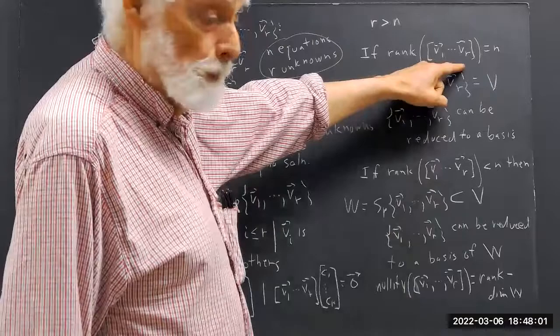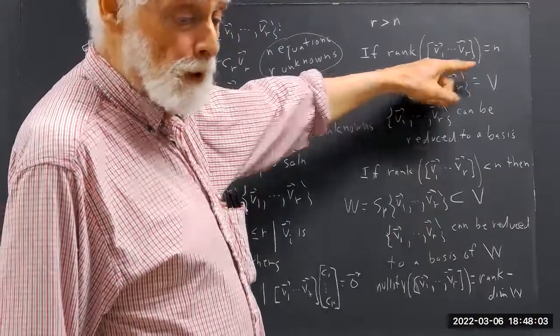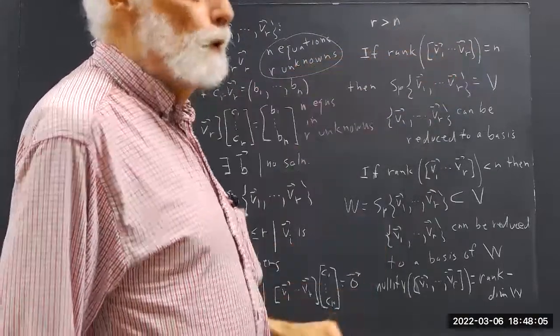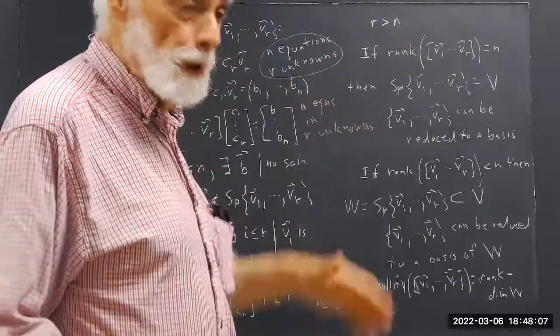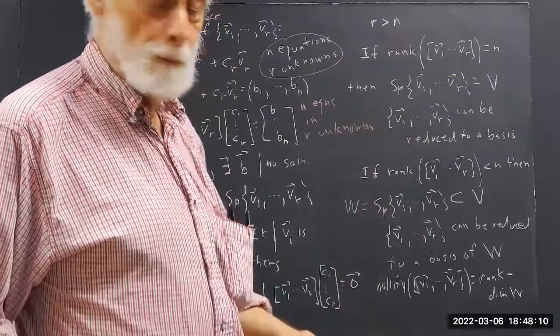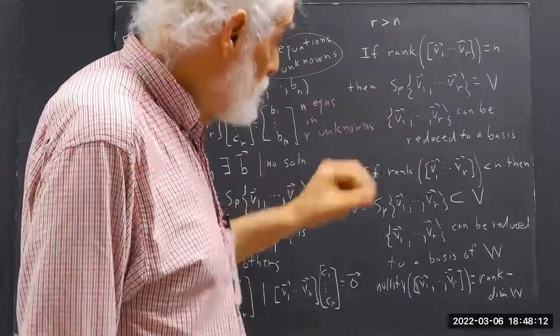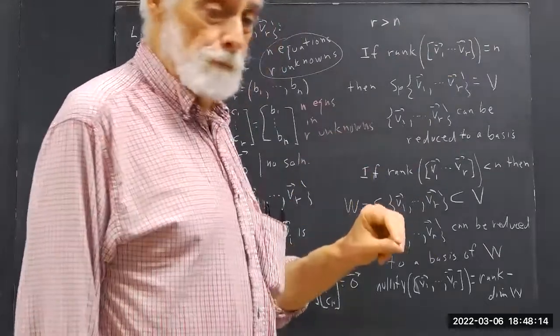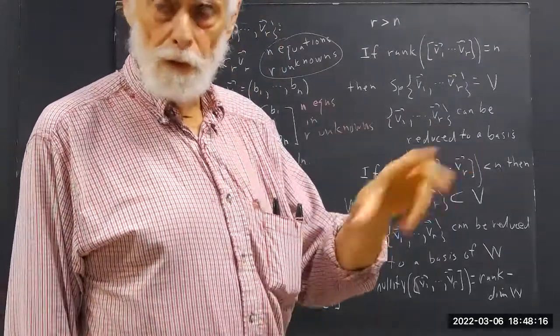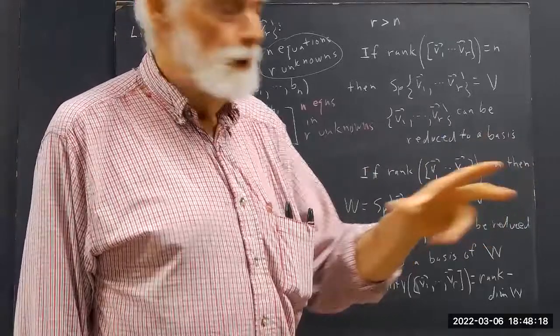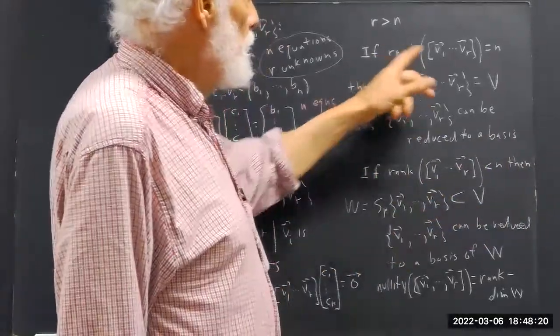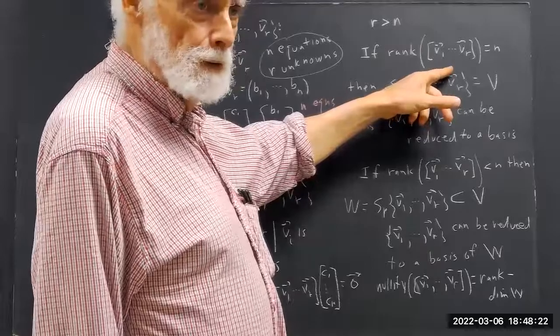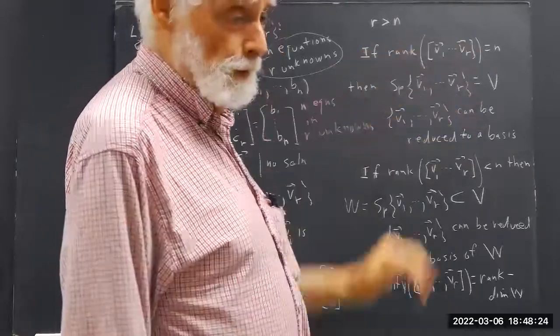Well, the rank is the number of linearly independent rows. If we reduce the matrix, we're just doing linear combinations of the row vectors. The row vectors, or the span of the row vectors, therefore doesn't change. So the rank for the matrix is the dimension of the space spanned by the row vectors.